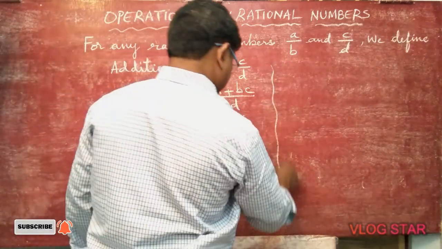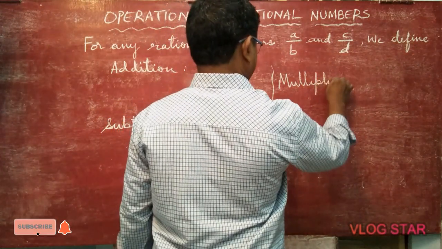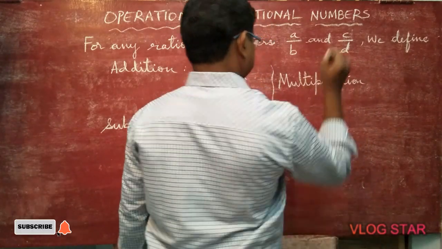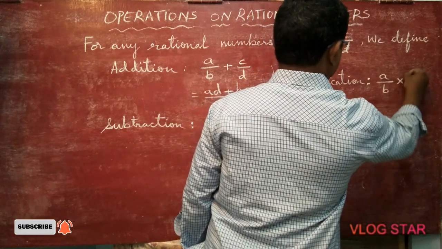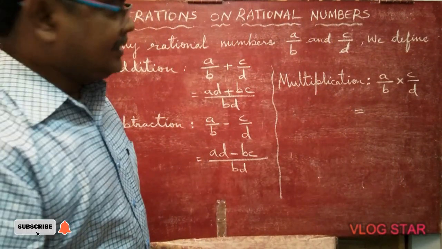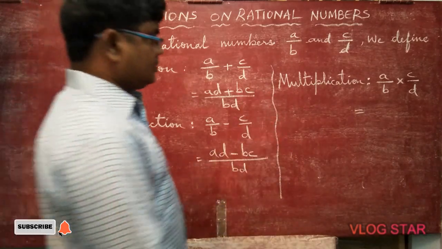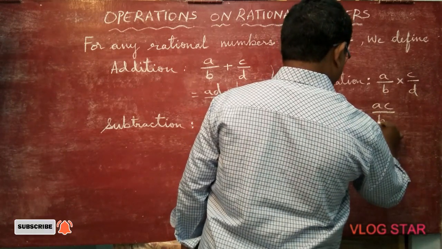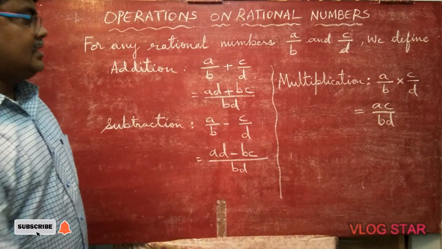Next, two more operations. Multiplication. For multiplication, a by b into c by d. In multiplication, directly the numerator will multiply with the numerator, and the denominator will multiply with the denominator. So a into c, ac, by b into d, bd. This is the way of doing operations on rational numbers.